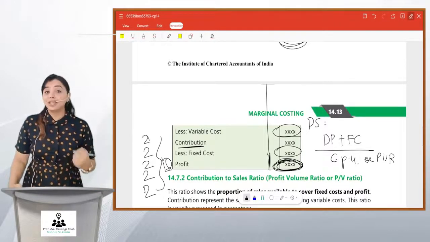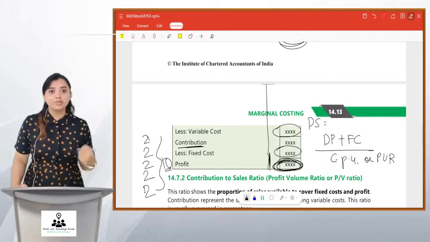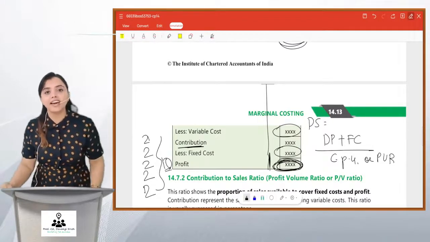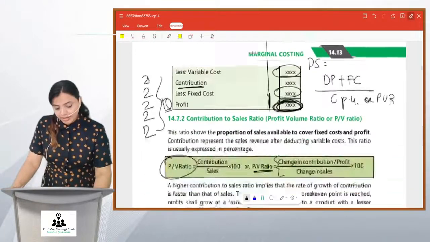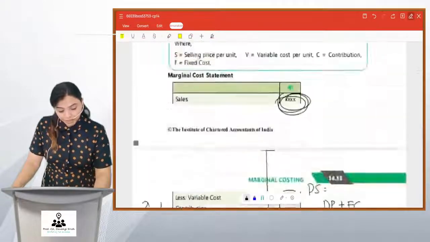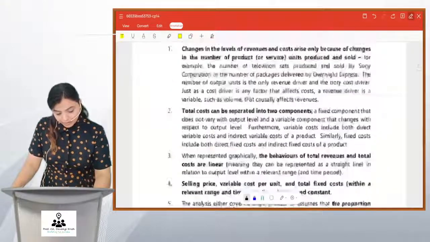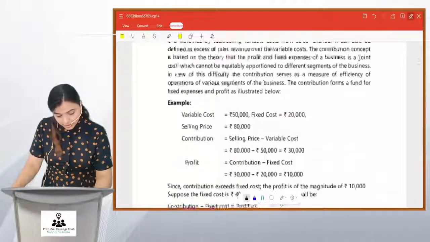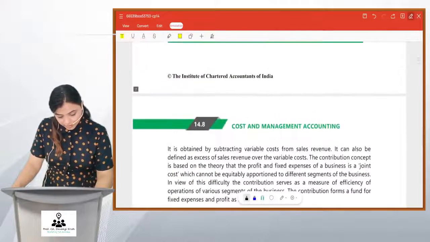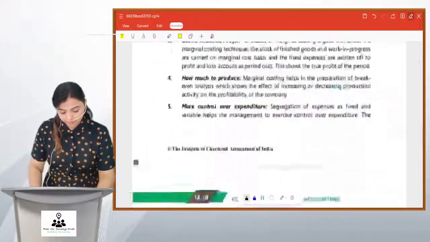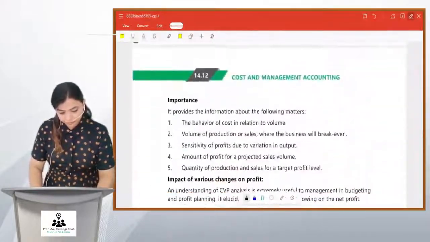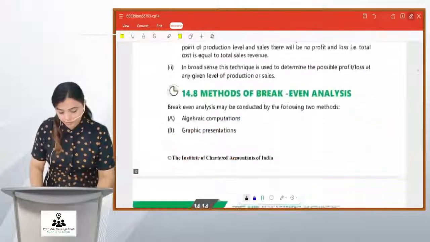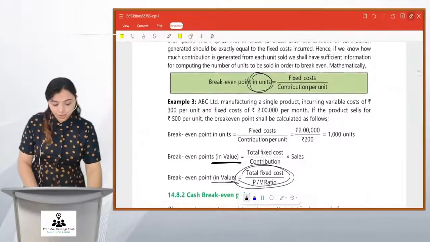So now let's quickly solve the sum because this session is all about solving the ICAI module. Let us start with illustration number one. So glad that so many students have joined in.